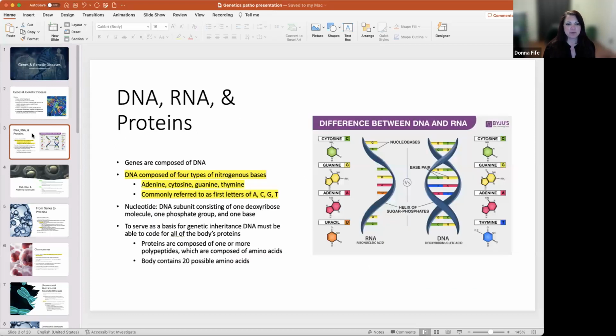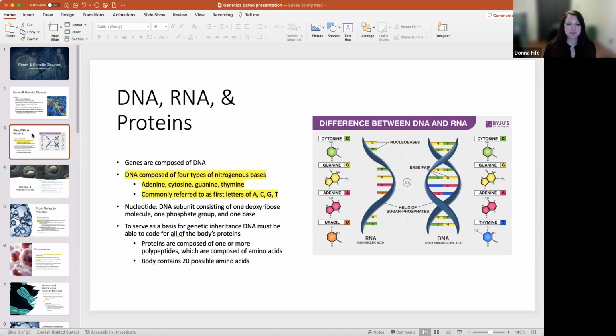DNA, RNA, and proteins. Genes are composed of DNA. DNA is composed of 4 types of nitrogenous bases. There's adenine, cytosine, guanine, and thymine, commonly referred to as the first letters of A, C, G, and T. Nucleotide is a DNA subunit consisting of 1 deoxyribose molecule, 1 phosphate group, and 1 base.